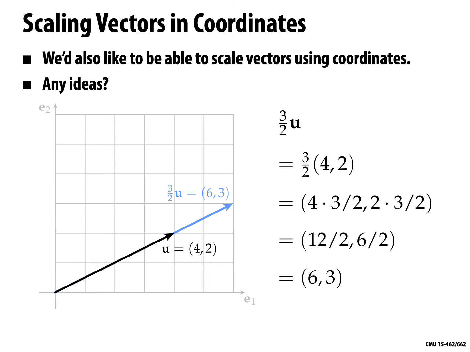From here, you could go on and check the rest of the properties, that addition and scalar multiplication together do satisfy the definitions of a vector space. Okay?